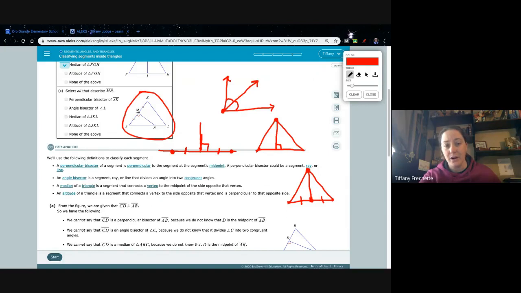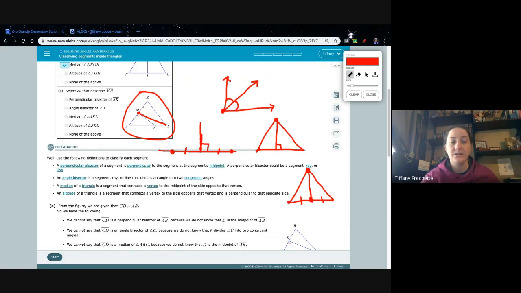If we were to draw a line from here to here, this is now the median, because it's going from this vertex here to the midpoint. And again, the bisector meant that it was in the midpoint, because I know that's a perpendicular bisector. So the perpendicular bisector doesn't have to go through the vertex. It can, it does happen, but it's not a requirement.